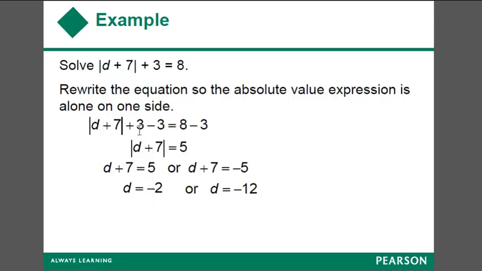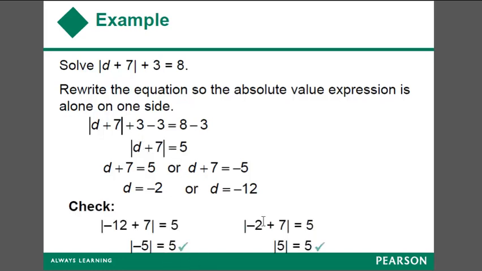I plug negative 2 back into my problem and I plug negative 12 back into my problem, and they both check out. So anytime that you have a problem and you need to isolate the absolute value first, make sure that you get the absolute value alone before you set it equal to the positive and to the negative.